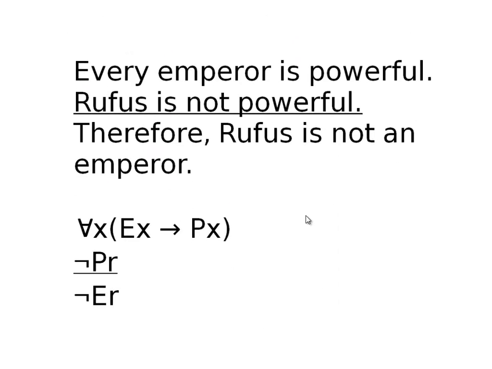Consider this argument. Every emperor is powerful. Rufus is not powerful. Therefore, Rufus is not an emperor. If you just look at the English for the moment, you can see that this is a valid argument. If you had committed yourself to this being true, and you had also committed yourself to this being true, you were already committed to this, right? So if this is true and this is true, then that's going to force the conclusion to be true as well. In other words, it's valid.